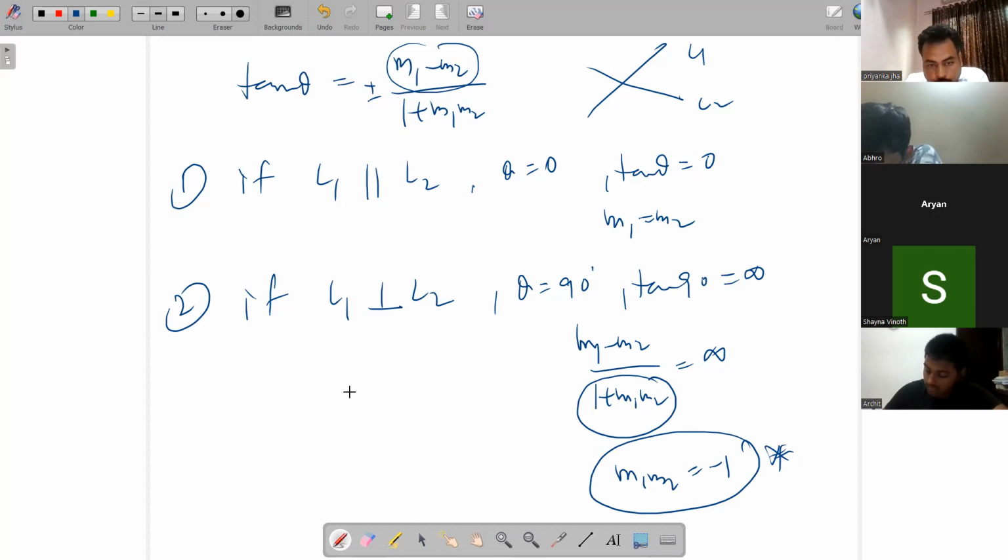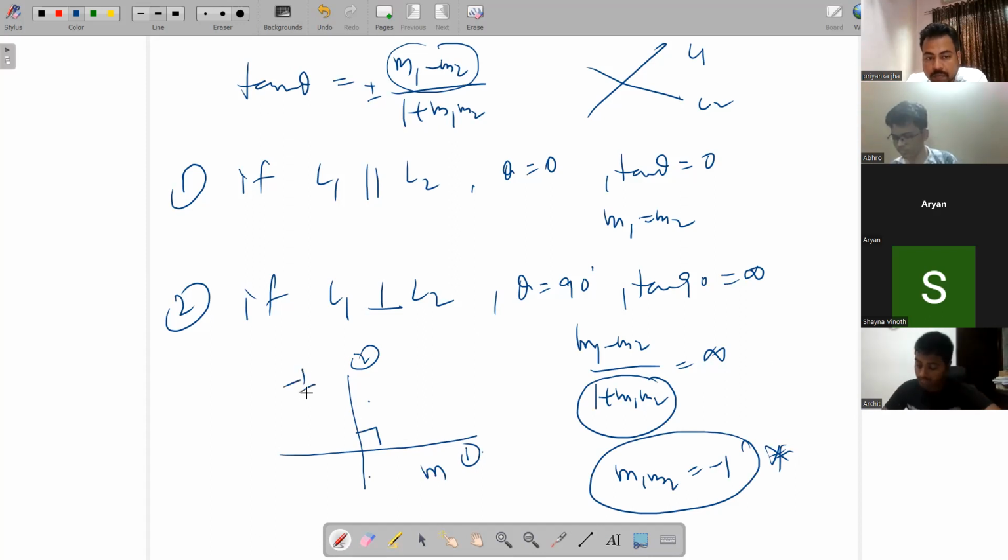It means that suppose this is one line and this is a second line and they are perpendicular to each other. So if the slope of this line is m, the slope of this line must be minus 1 by m, so that the product must be minus 1. All right.